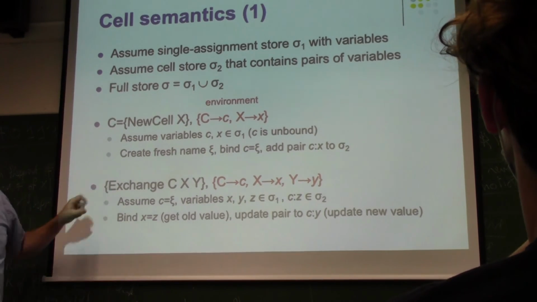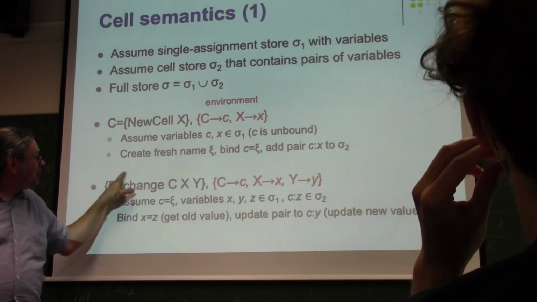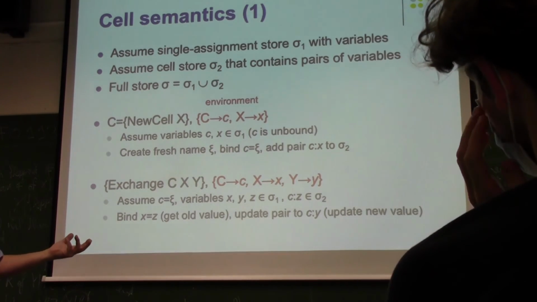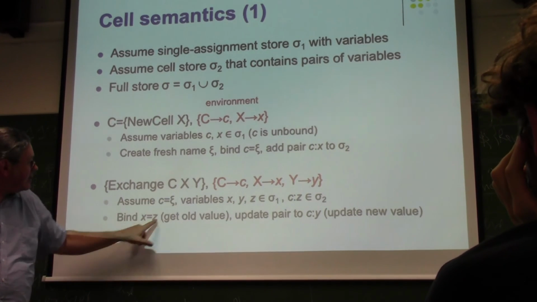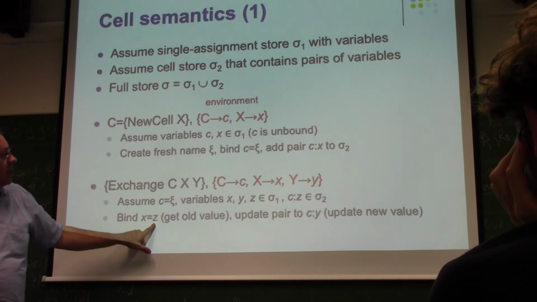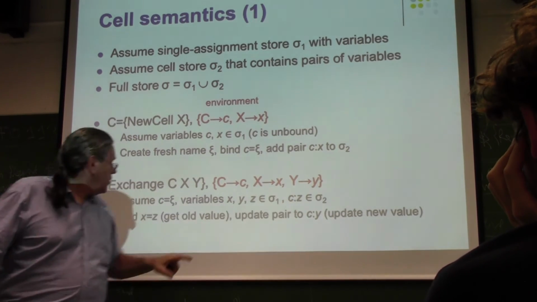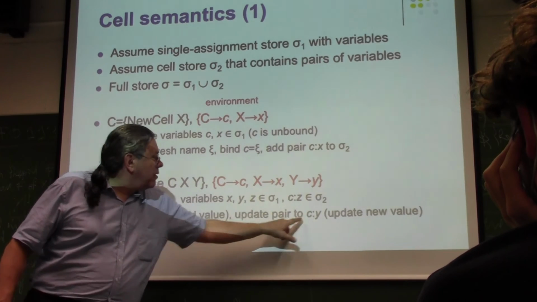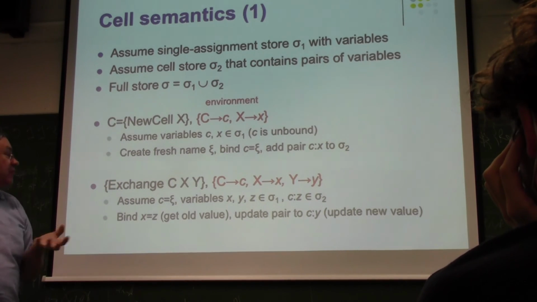So exchange is actually doing an assignment and a read together. So in fact, you only need one operation. You don't need to do both assignment and read. The exchange will do both. So here I have a cell C. X gets bound to the old value. So the cell is C colon Z, so that's the old value. And the new value will be Y, so the new pair will be C colon Y. So this thing will read the old value and update in one operation.